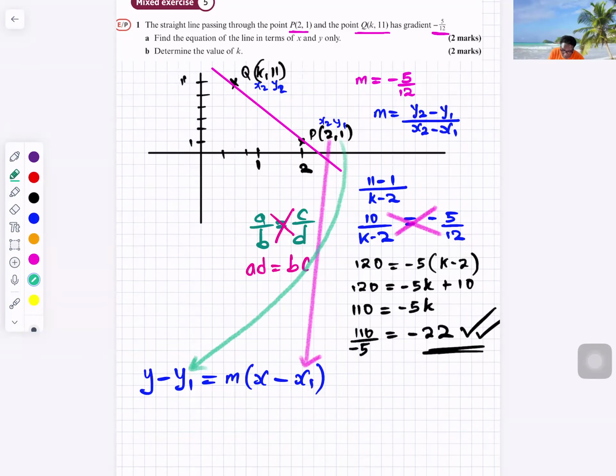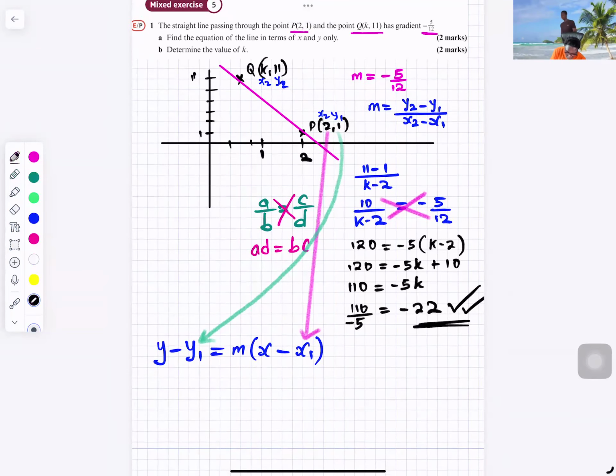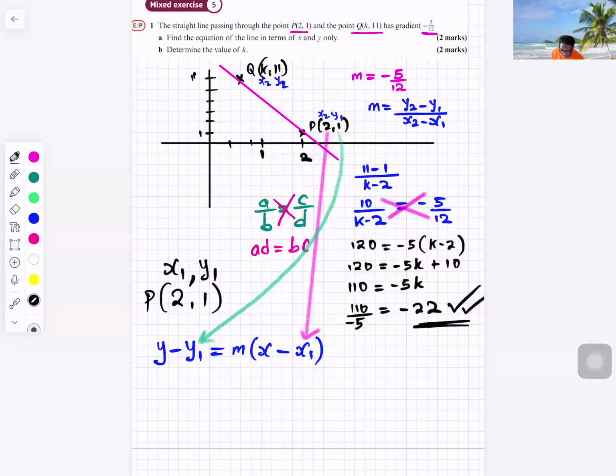Have a look at the thing again. If we are passing it through P, P is 2, 1. So we are using the coordinate 2 and 1. The line passes through 2 and 1, so that means x1 is 2, y1 is 1. Does that make sense? Yeah. So we write it as y minus 1 is equal to minus 5 over 12 bracket x minus 2.